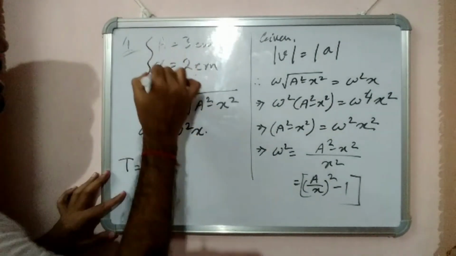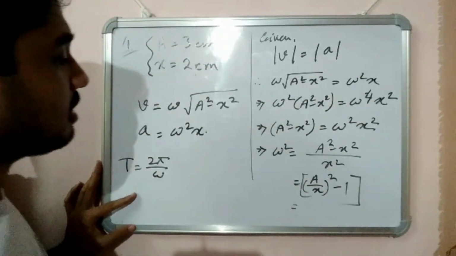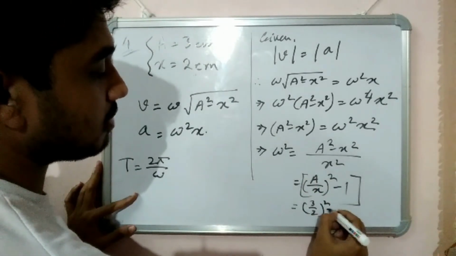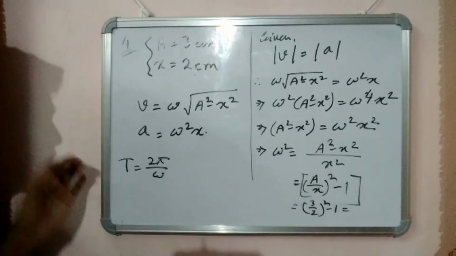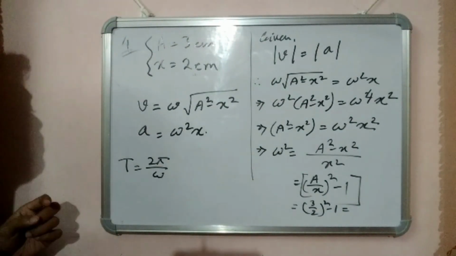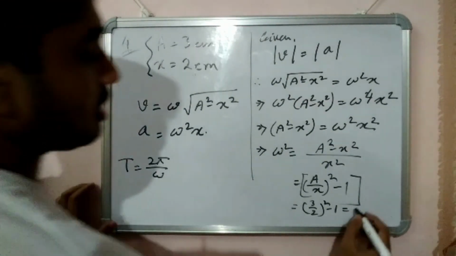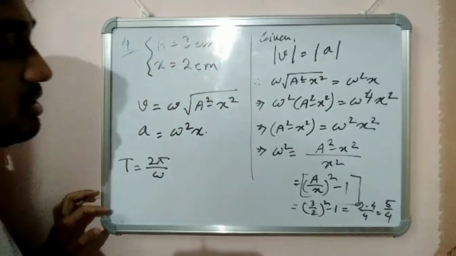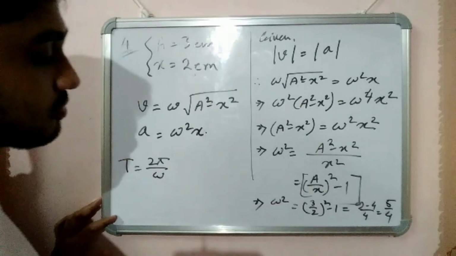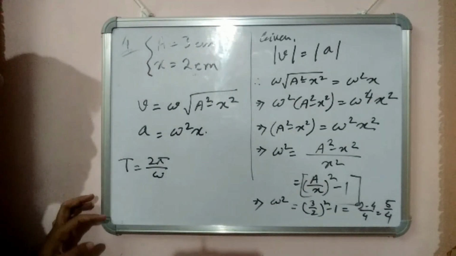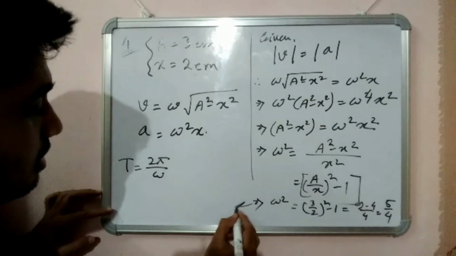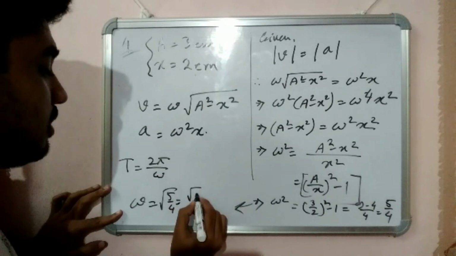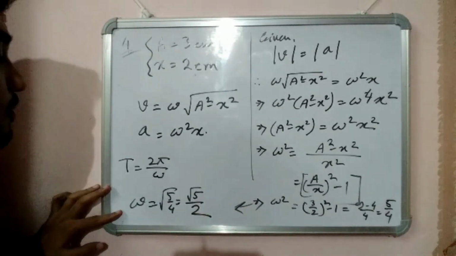And we know these values. So let's put it here. A by x, that is 3 by 2, whole square minus 1, and it will become 9 by 4 minus 1, that is 9 minus 4 by 4, that is 5 by 4. This is our omega square value, 5 by 4, and here omega is equal to root under 5 by 4, and it will be root 5 by 2.